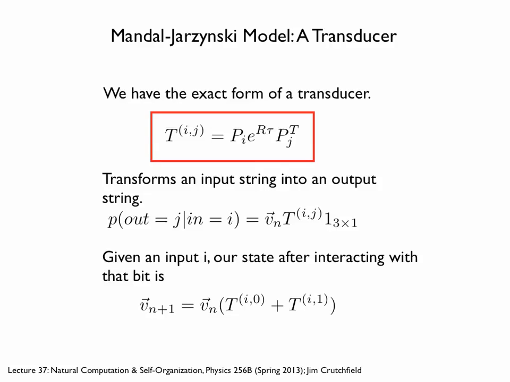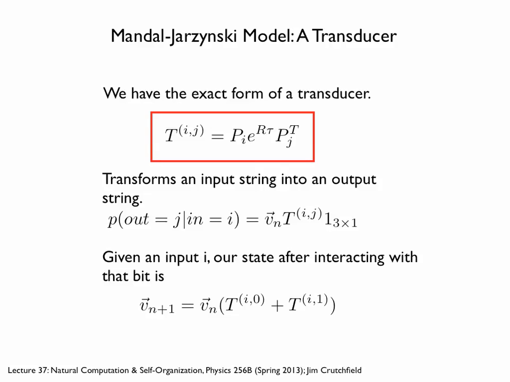We just operate the matrix on our state and sum using the column of all ones. And this also gives us our state after interacting with a bit, given an input I. So if our bit is I, like I said, the state Vn plus 1 is just going to be the transition matrix corresponding to input I that has output 0 plus the transition matrix that has input I corresponding to output 1.